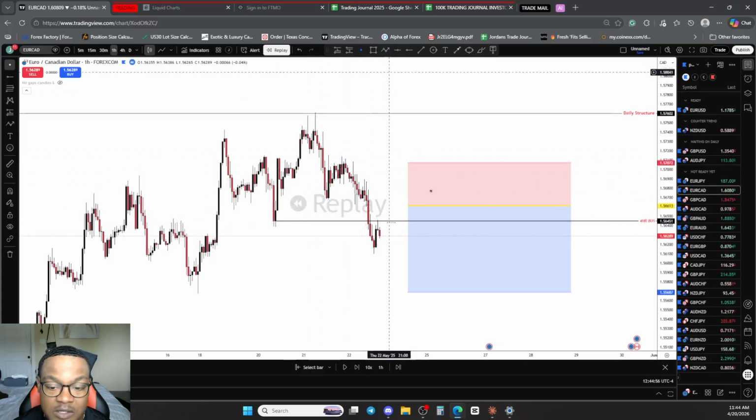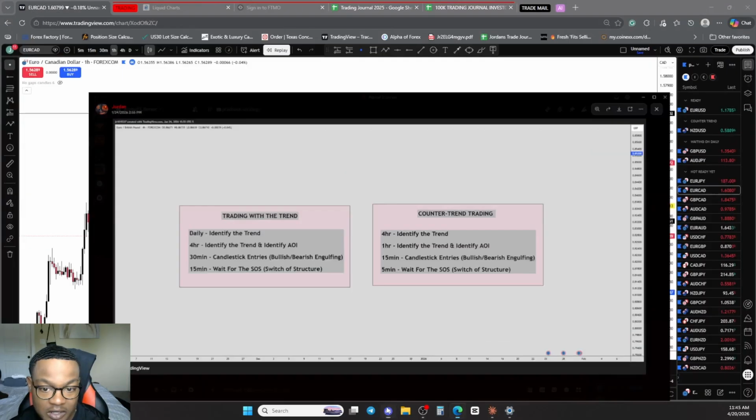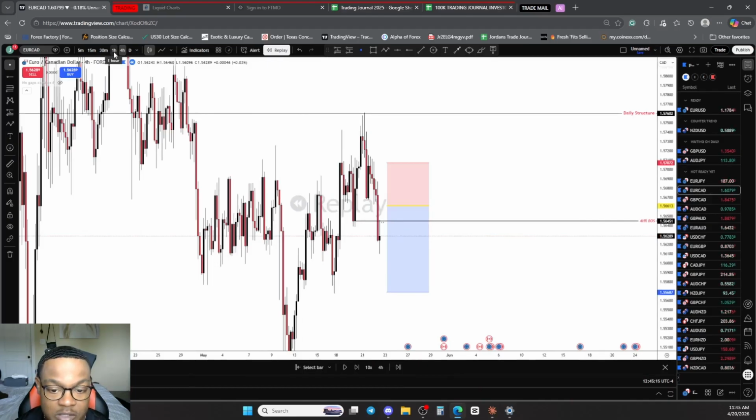So this is good. So now I know that my 4-hour and my 1-hour are in sync. Now my job is to find my area of interest, or aka my entry zone, where I can see price pull back to, and then we can have the continuation towards the downside. This will be found on the 1-hour, since it is the secondary time frame that's in sync with the primary, in this case, which will be the 4-hour.